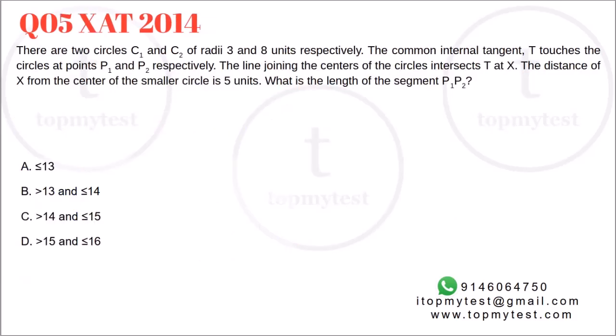The fifth question is from XAT 2014. Again, if you draw the circle, your job is done. There are 2 circles, C1 and C2 of radii 3 and 8 units respectively. The common internal tangent T touches the circles at points P1 and P2 respectively. The line joining the centers of the circles intersects T at X. The distance from X to the center of the smaller circle is 5. What is the length of the segment?